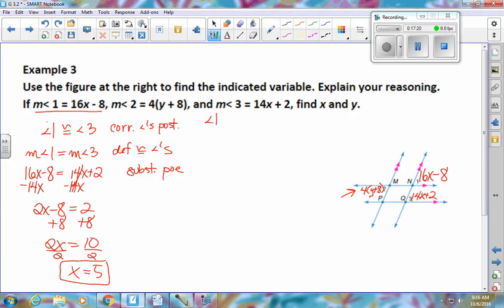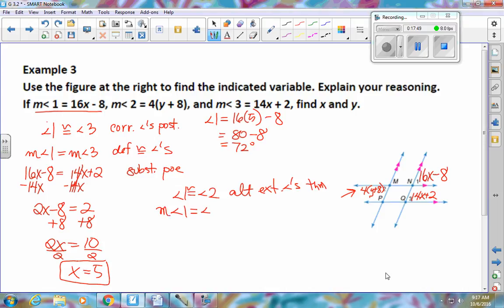So angle 1 now equals 16 times 5 minus 8. So we have 80 minus 8, which is 72 degrees. So like I brought up earlier, angle 1 is congruent to angle 2 by the alternate exterior angles theorem. And just like we did the first one, we know the measure of angle 1 is equal, oops, forgot my M, to the measure of angle 2 by definition of congruent angles.